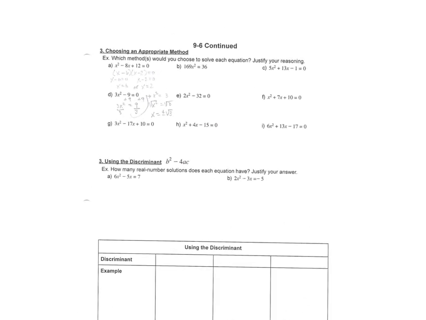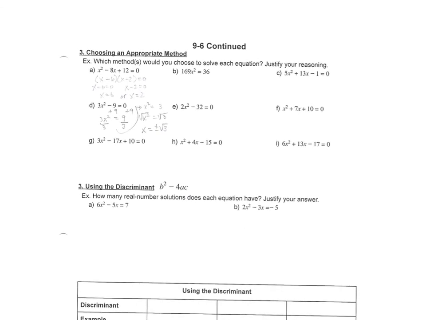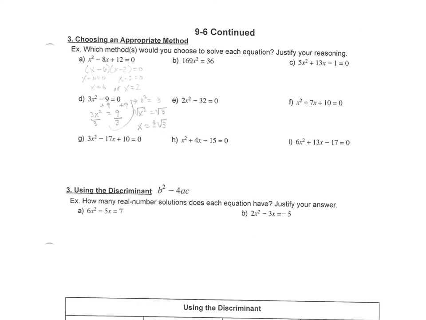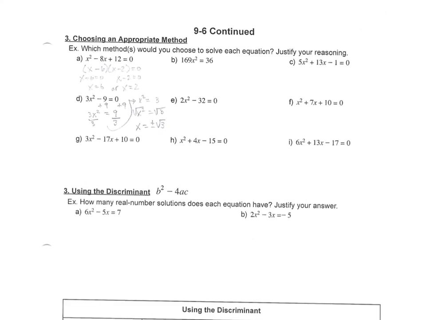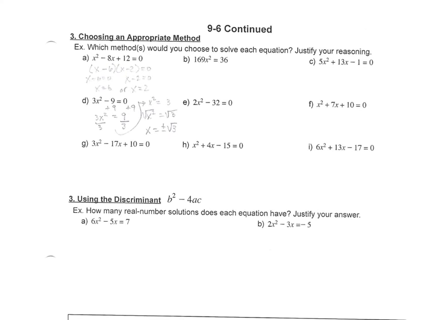Okay, so choosing the appropriate method. Which methods would you choose to solve each equation and justify your answer? Okay, well, looking at these, I've done two, because we've done many methods of factoring now. And if I look at A, I can factor the factors of 12 that will combine to give me negative 8. I can find that that is negative 6 and negative 2. So I can factor that one fairly easily.